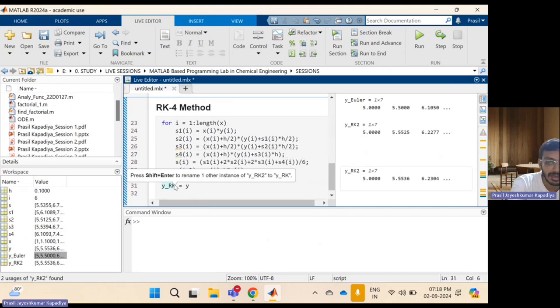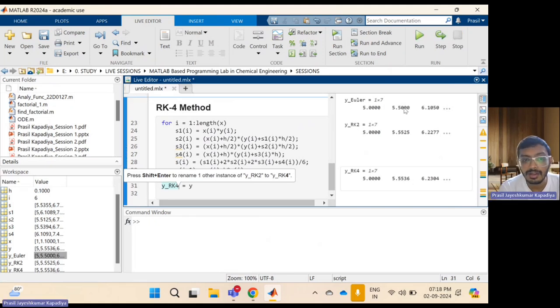Okay, I need to write here RK4. I'm sorry. So see, RK4 method, Euler method 5.5, 5.5525, 5.5536. But we don't know what is the actual solution.